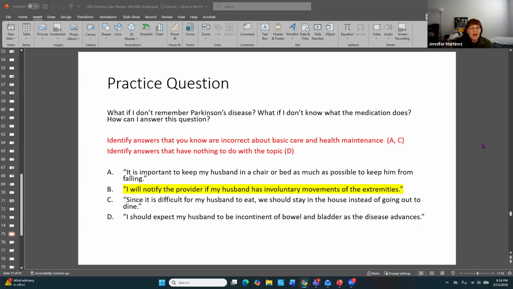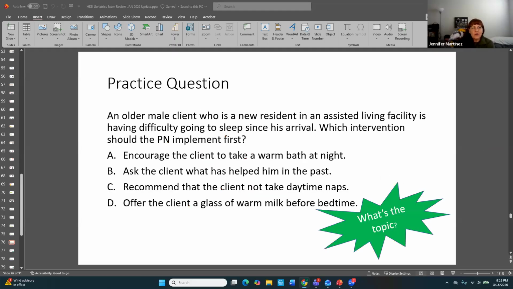All right, an older male client who is a new resident in an assisted living facility is having difficulty going to sleep since his arrival. Which intervention should the PN implement first? A, encourage the client to take a warm bath at night. B, ask the client what has helped him in the past. C, recommend the client not take daytime naps. Or D, offer the client a glass of warm milk before bedtime.